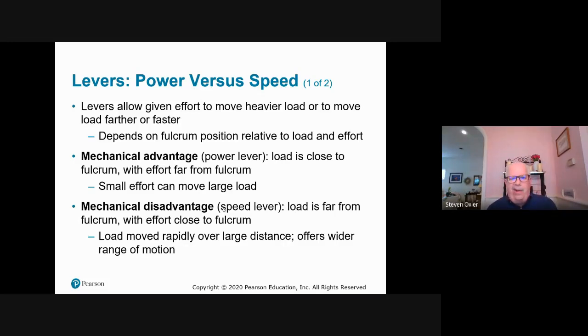If you have a mechanical disadvantage, it's called a speed lever. The load is far from the fulcrum, and the effort is close to the fulcrum. The load is moved rapidly, speed, over a large distance, and it offers a wider range of motion.